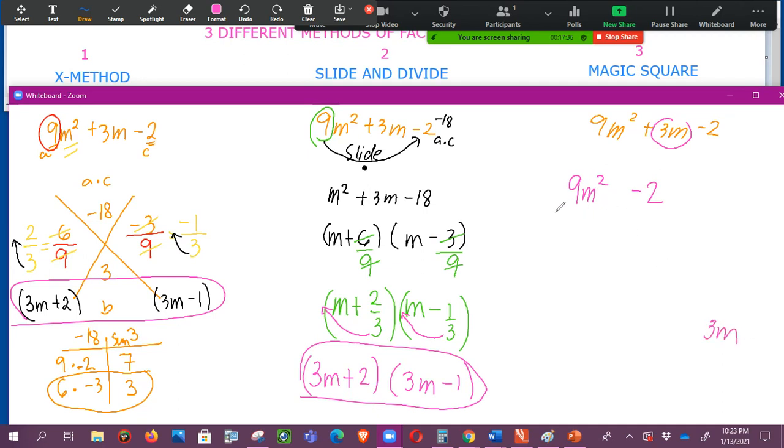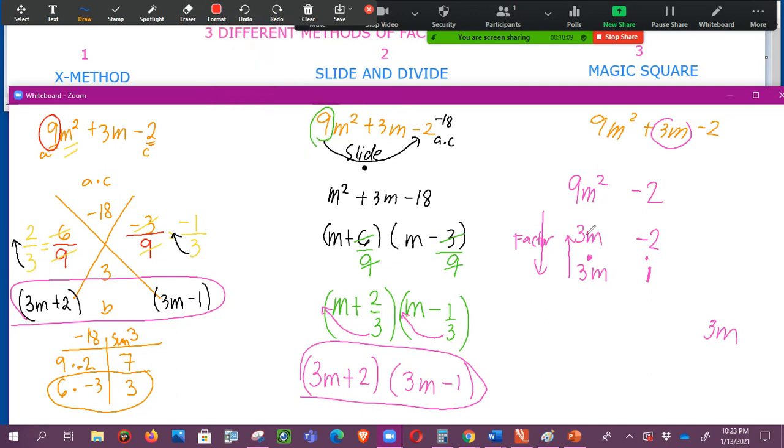Okay, next. Going down, you need to factor. So 9m will give us 3m times 3m. If you multiply going upward, you should have again 9m squared. Next, negative 2. I would say negative 2 times 1. If you multiply them, 1 times negative 2 is still negative 2.